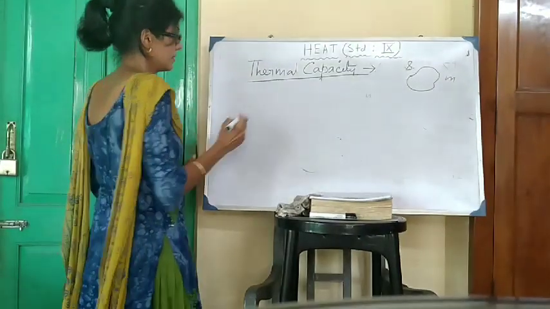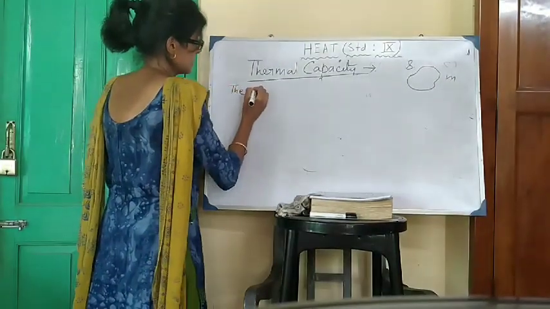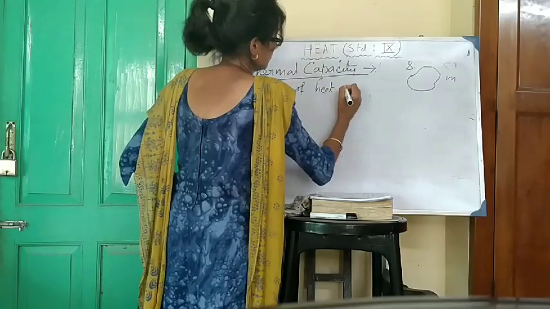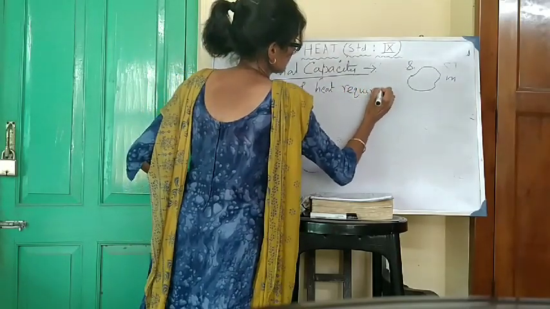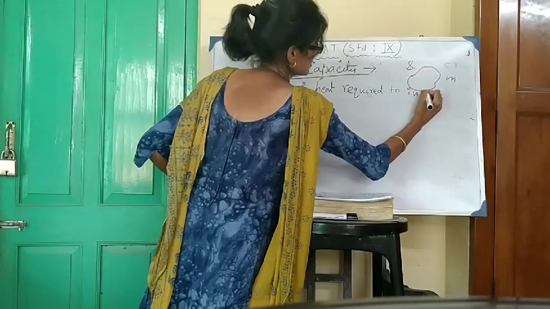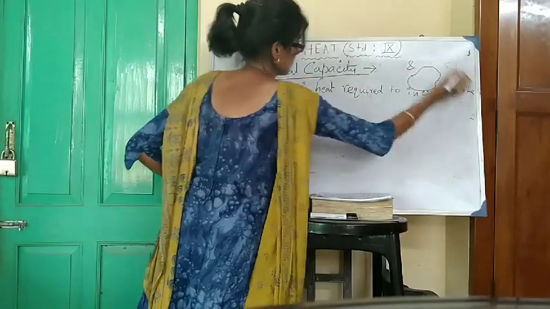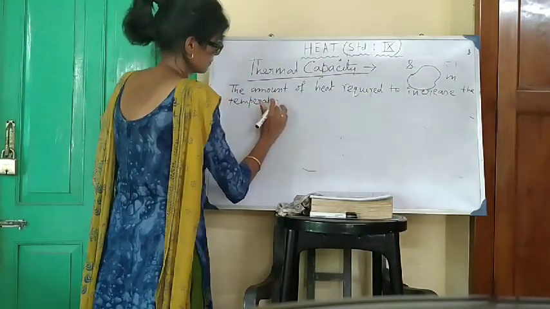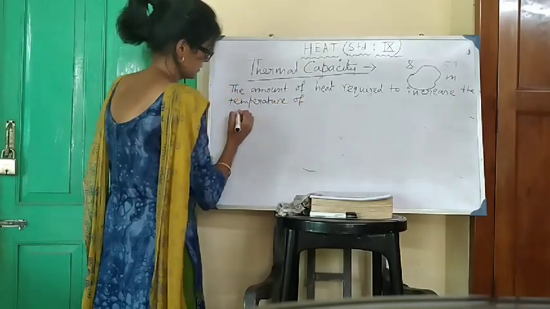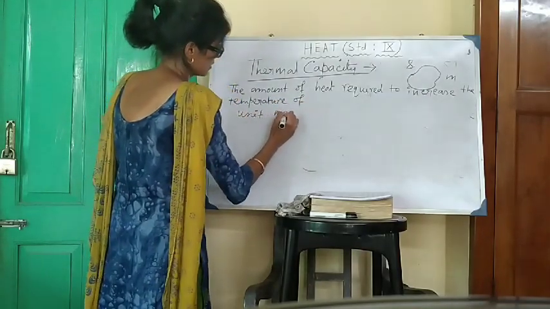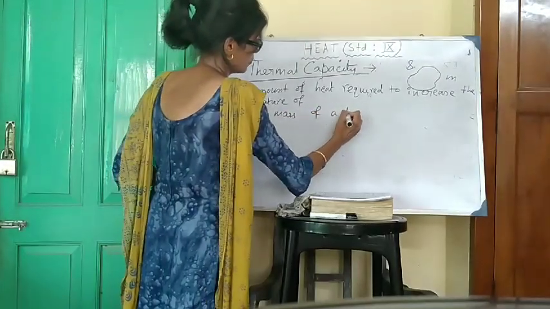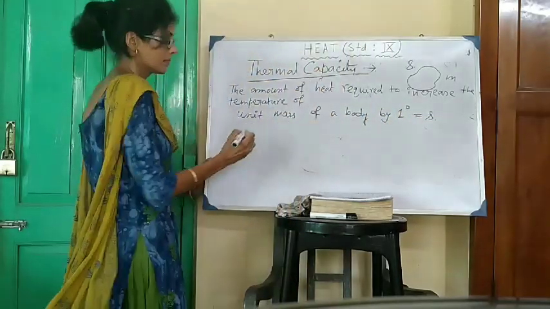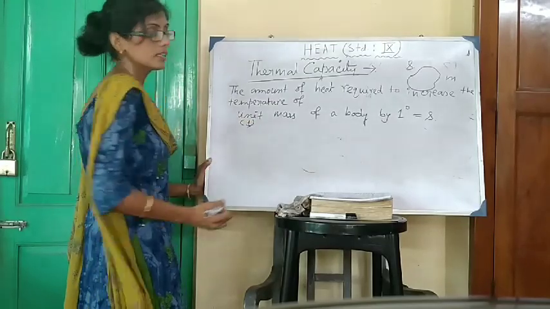According to the definition of specific heat, we can write the amount of heat required to increase the temperature of unit mass of a body by 1 degree, that is specific heat S. Unit mass means the value of the mass is 1.